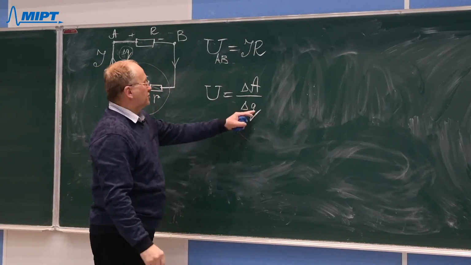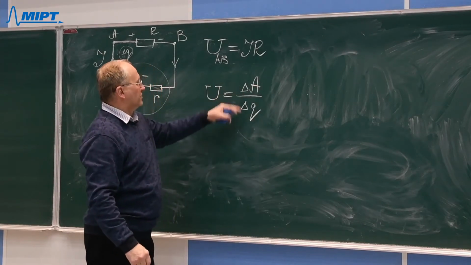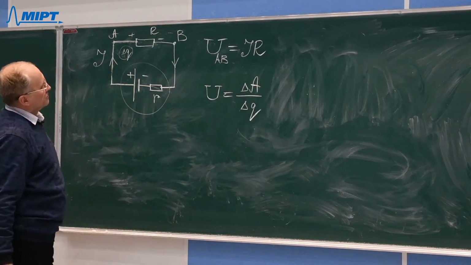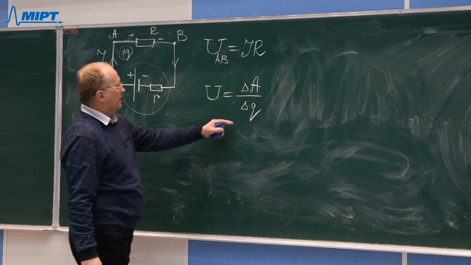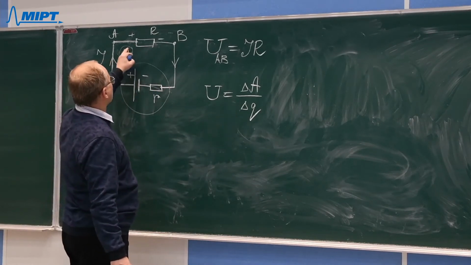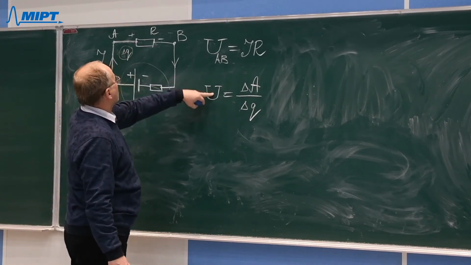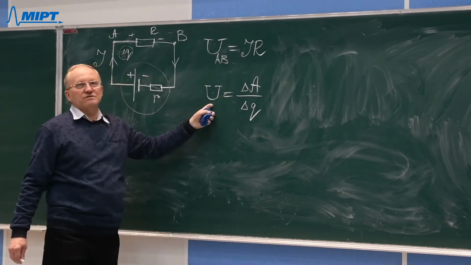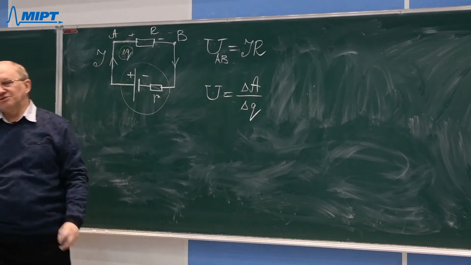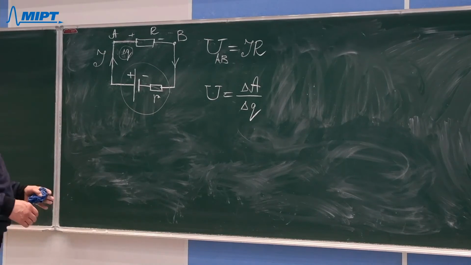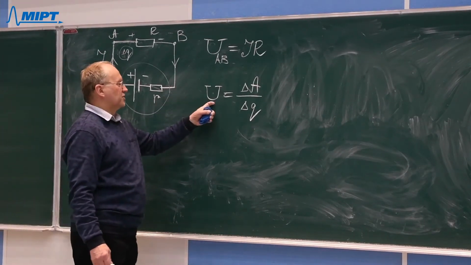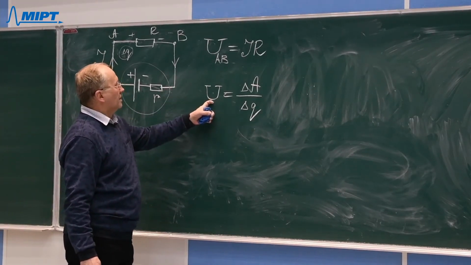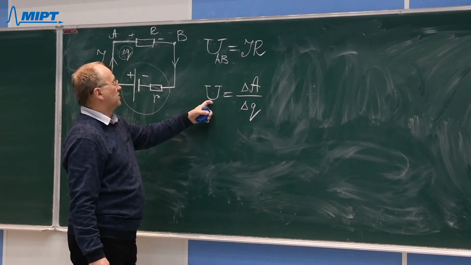The larger the charge, the larger will be the work, but the ratio of work produced to the amount of charge will be equal to the potential difference by definition. This is the definition of potential difference in physics for electrical fields. This is the definition, this is not a physics law. This is the definition of this quantity, potential difference.